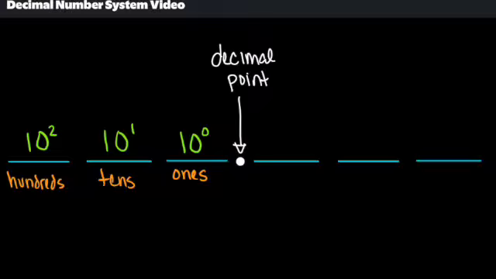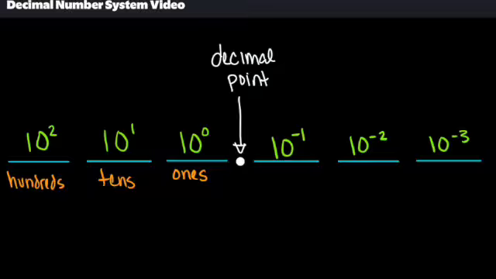If we move to the right, these powers of 10 are going to get smaller. So we go from 10 to the power of 2, 10 to the power of 1, 10 to the power of 0. And if we keep moving, that pattern will continue, so that the place value to the right of the ones place is 10 to the negative 1 power.